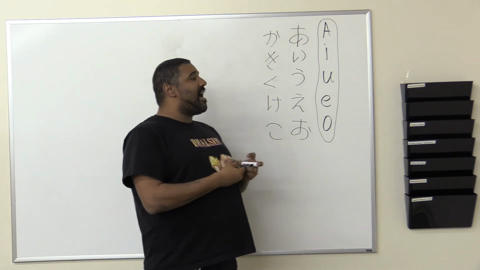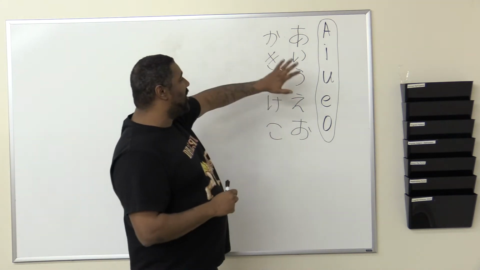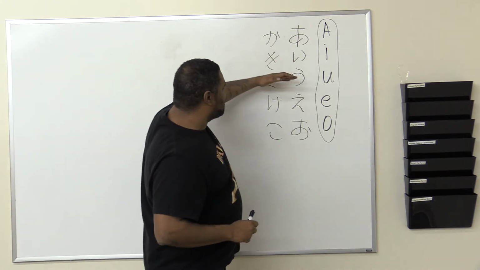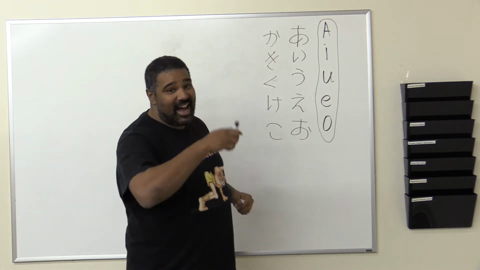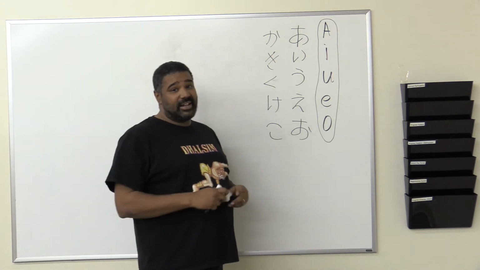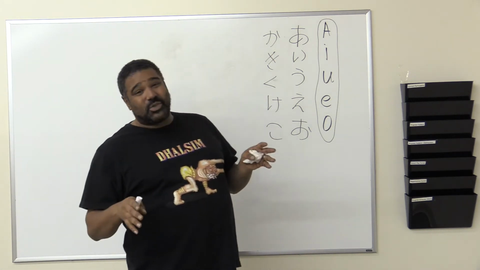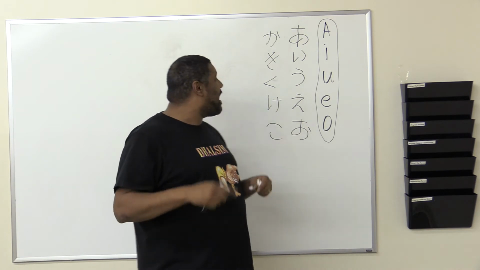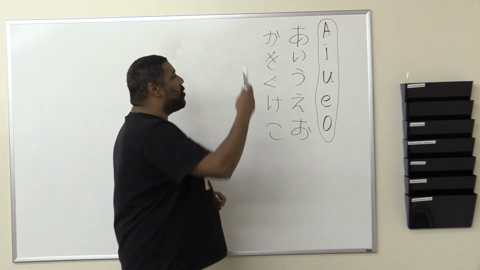Now that we have that basic understanding of these, 2, 4, 6, 8, 10 Hiragana, we're actually going to be learning how to write 46 Hiragana. It's not a lot in comparison to our 26 letters of the alphabet. You'll be able to get there.